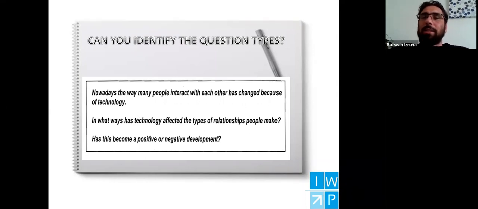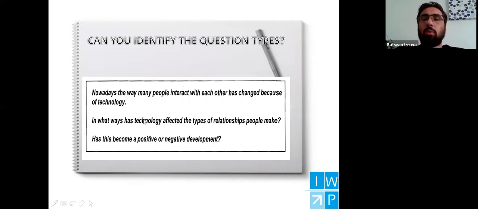Okay, so here I'm getting different answers. Some are saying it's an opinion, and some are saying it's cause effect. I've never heard of this question before. And some of you are saying it's a two-part question. So here what we have is a situation. Nowadays, the way many people interact with each other has changed because of technology. So here we're given a fact and we're asked two different questions about it.